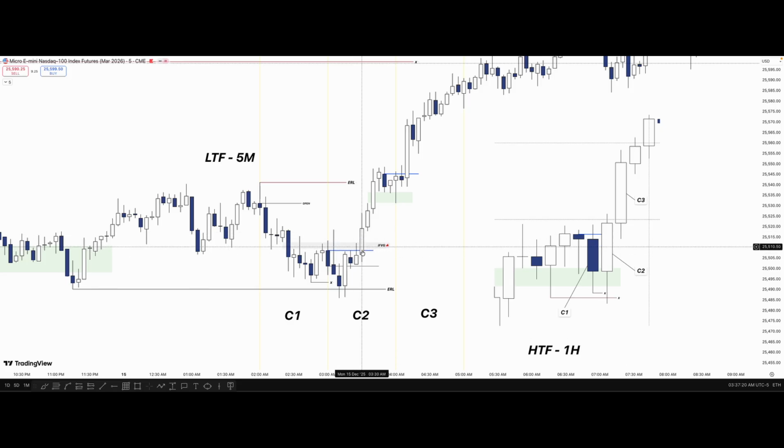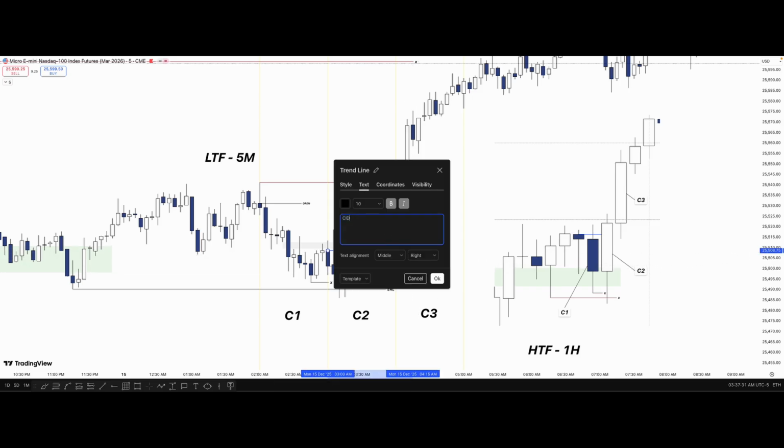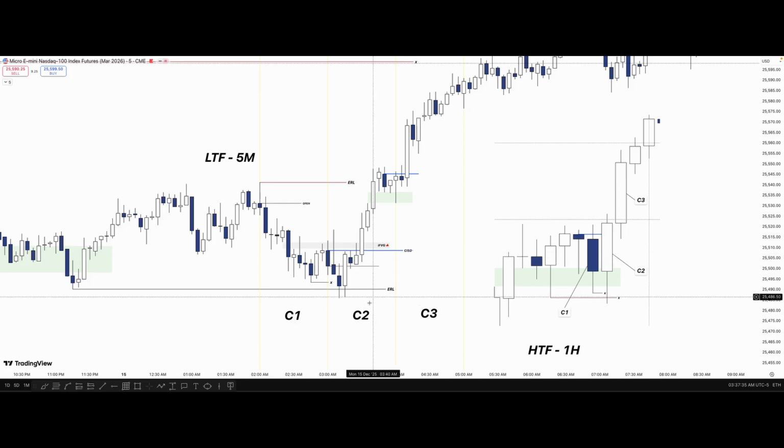Here we have what? We have your change in state of delivery here, right? This is your change in state of delivery, CISD. This is your CISD. This is your change in state of delivery. So what do you think is happening here in the candle 2? What is happening in candle 2? What is happening?